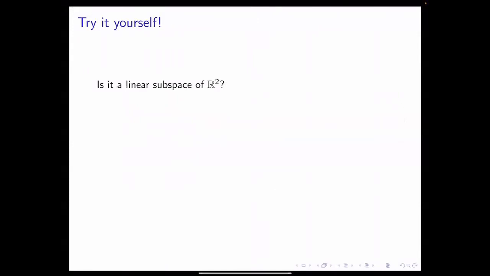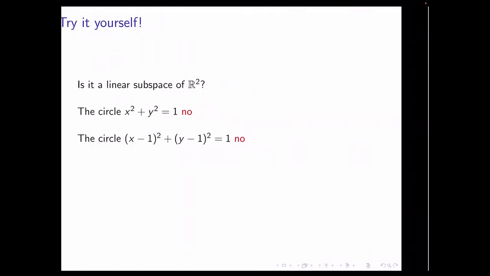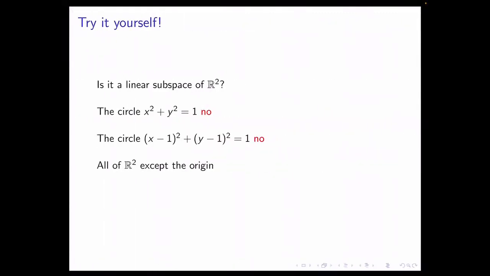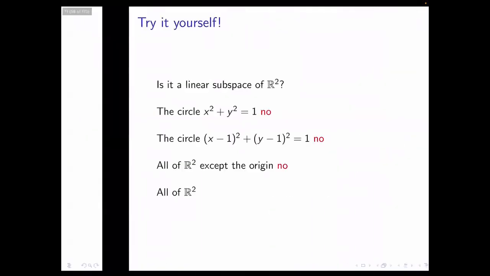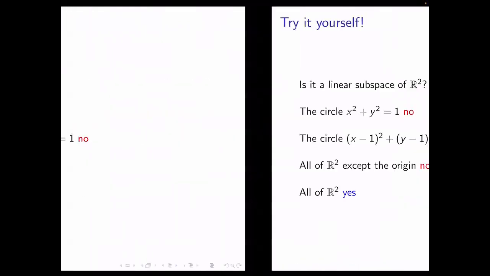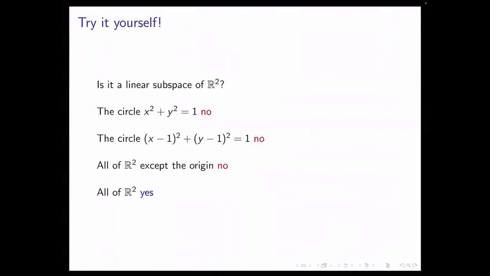Okay, some more. The circle. No, right, because it's not a line, it doesn't pass through the origin. This circle that passes through the origin? Also no, because it's not a line. All of R2 except the origin? Also negative, it must contain the origin. And all of R2 is, right, more or less by construction.